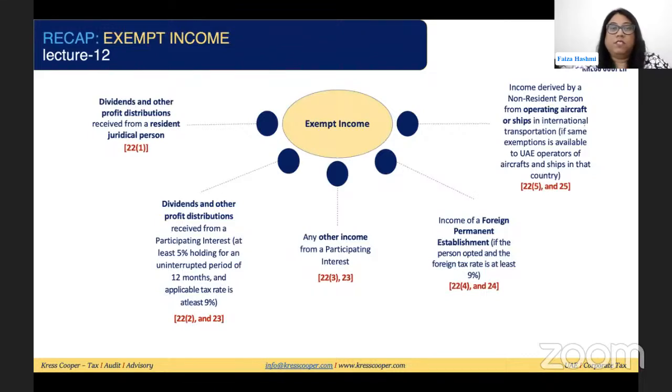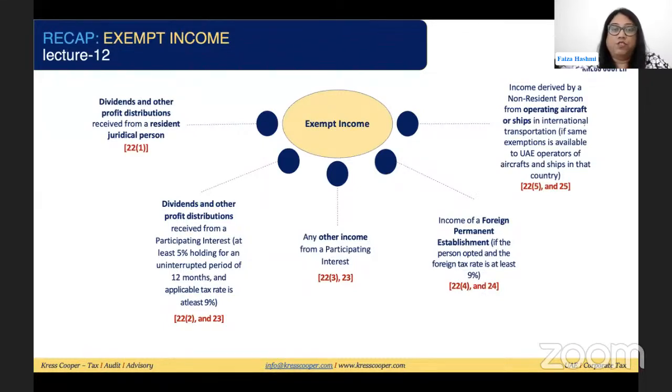Then we had discussed what is exempt income. So exempt income, not to be confused with exempt person. Exempt income is the exempt income of a taxable person, and they've defined what that exempt income is. So it's dividend and other profit distribution if you receive it from a resident juridical person, or dividend or other profit distribution if we have it from a participating interest.